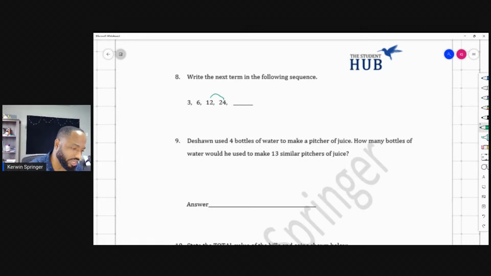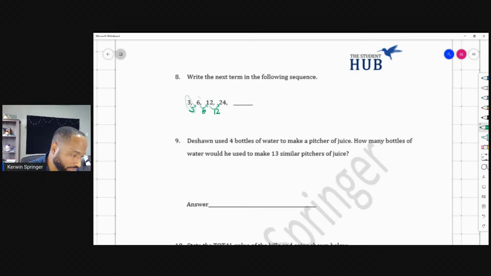What on earth is going on here? Somebody want to decode this sequence for me? Well, let's do a little subtraction. I think 6 minus 3 is 3. 12 minus 6 is 6. 24 minus 12 is 12. So it seems like each time I'm adding the number to itself.